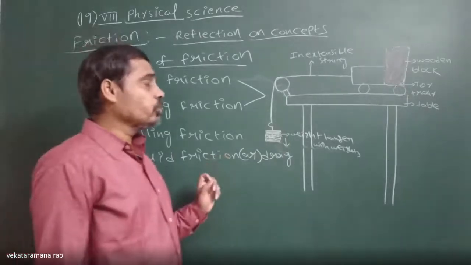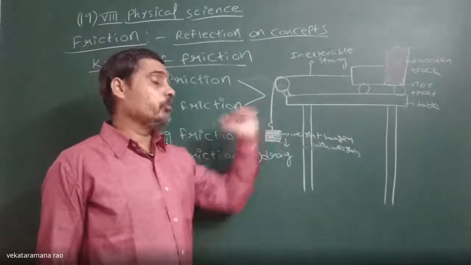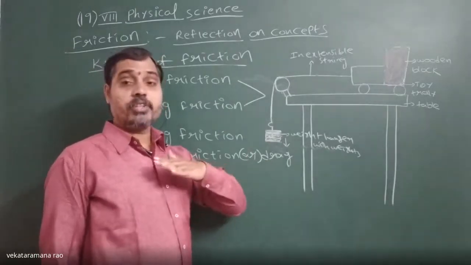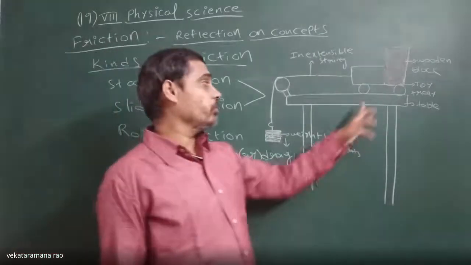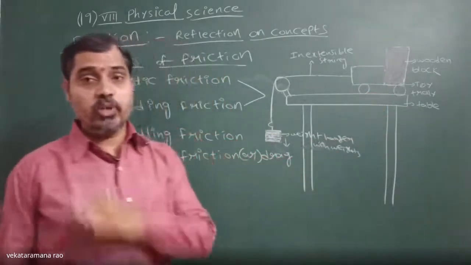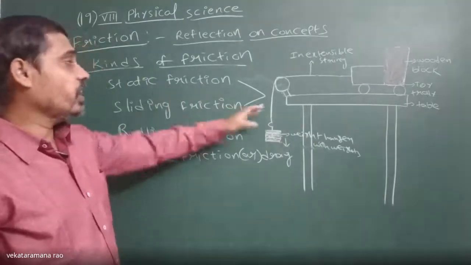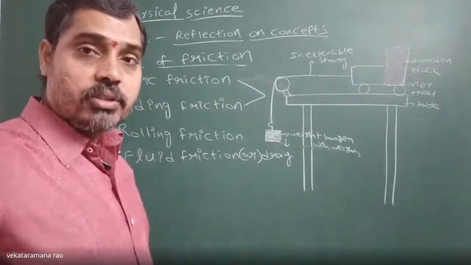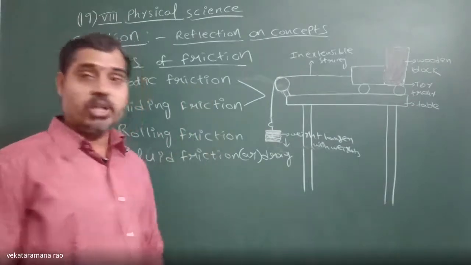It is always opposing the motion of the wooden block, which is in a relatively resting state with respect to the toy trolley. At the same time, there is sliding friction acting between the toy trolley surface and the table surface, which are relatively in motion. So with this activity, we come to know about the nature of friction, and we are demonstrating static friction and sliding friction.